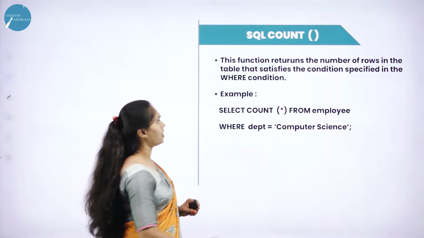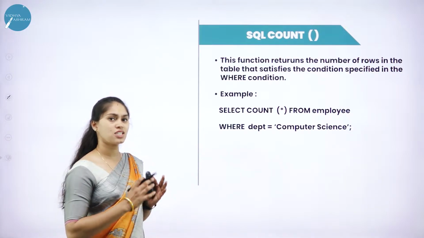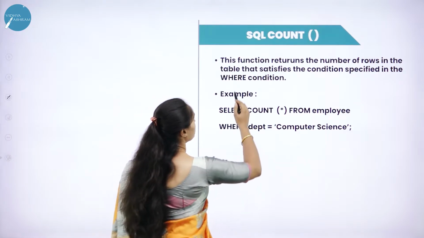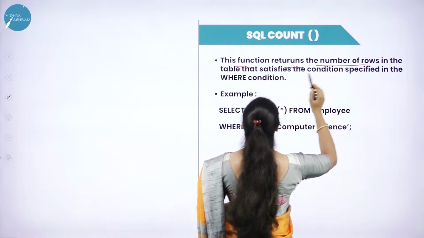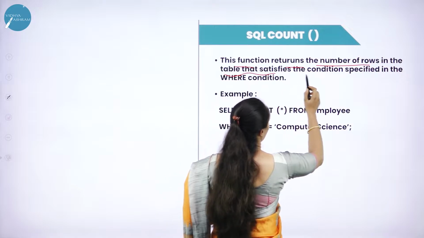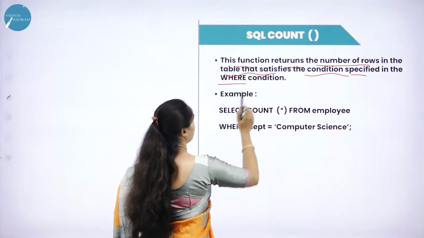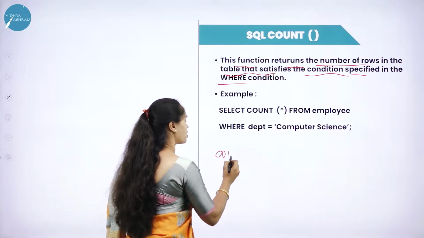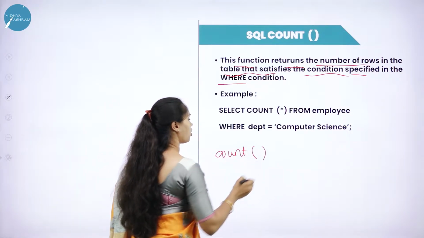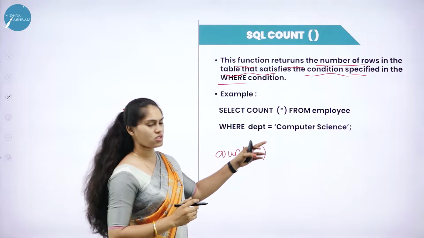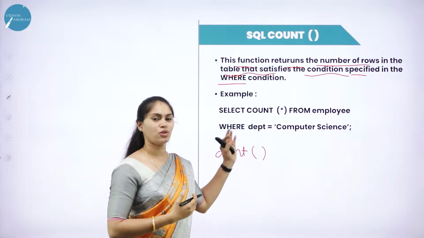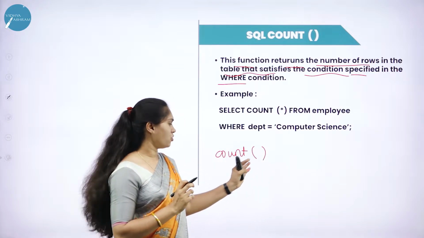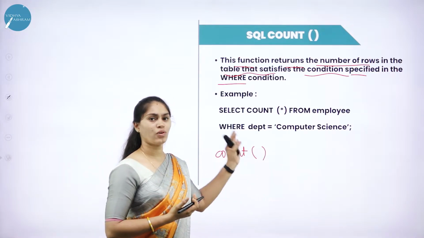Next, we'll see about the SQL count. Why are we going to use this SQL count function? This function returns the number of rows in a table that satisfy the condition specified in the where clause. Count functions are used in order to return the number of rows. It returns a numeric value, which satisfies the where condition.